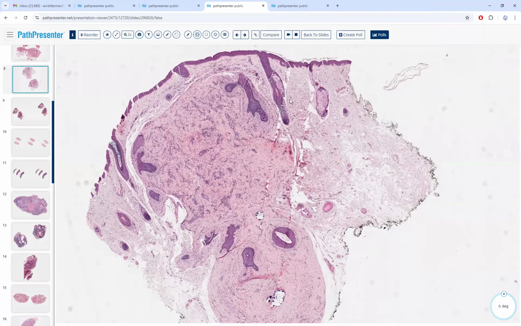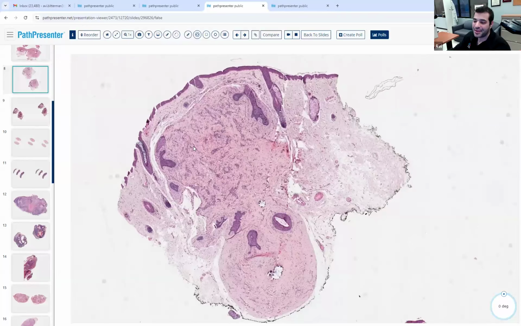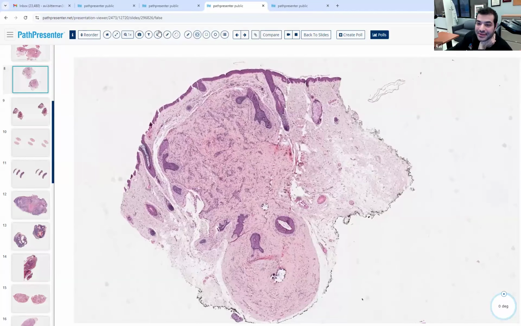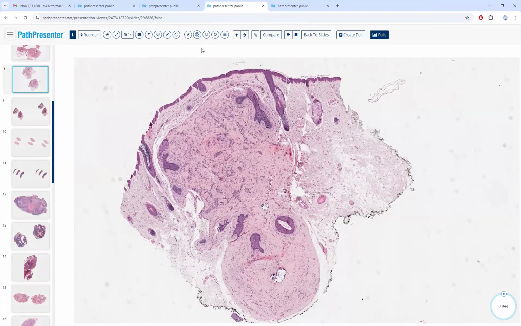Spontaneous pneumothorax from pulmonary cyst. Good. Now, one thing you mentioned was a trichodiscoma. What's the difference between a fibrofolliculoma and a trichodiscoma? Trick question, there is none.